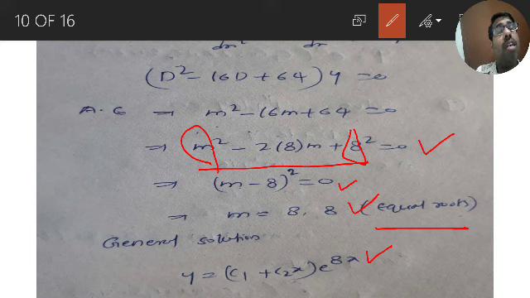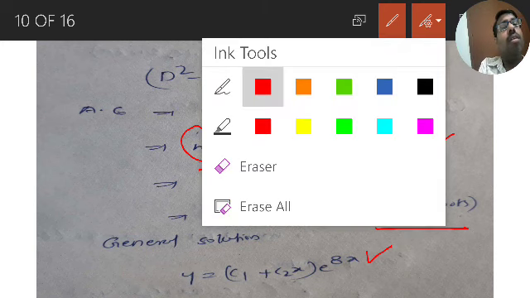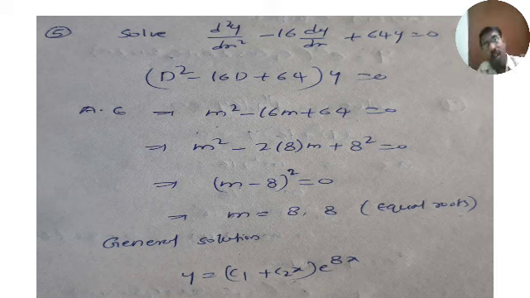In the previous problem it was 1 comma 1. Now it is 8 comma 8. The general solution is y is equal to c1 plus c2x into e power of 8x. Are you getting? So this is the fifth problem we covered.